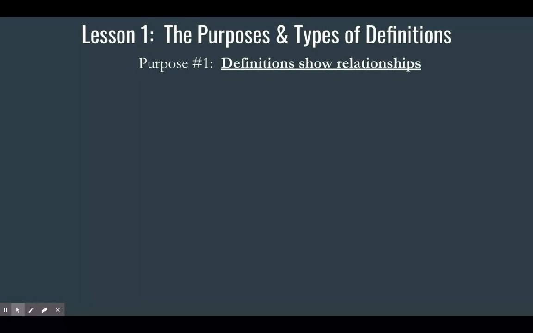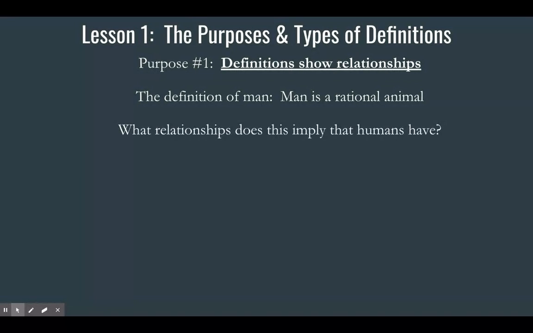So the first purpose of definitions is definitions show relationships. So here, I think this is from Aristotle, is a very old definition of man. Man is a rational animal. Okay, that's what Aristotle said a man is. What's a man? A rational animal. So what relationships does this imply that humans have? If I define man as a rational animal, what relationships am I saying they have?